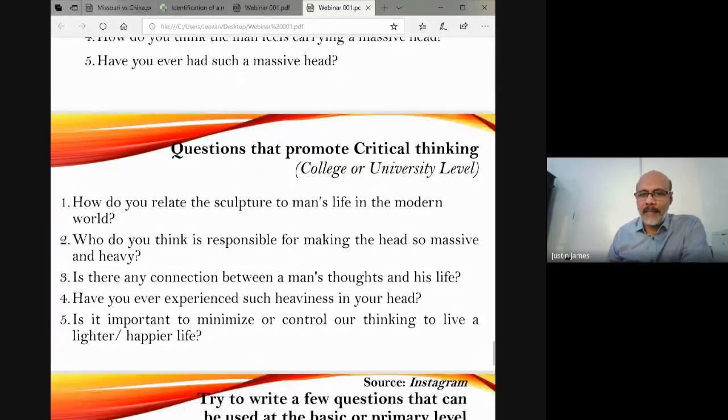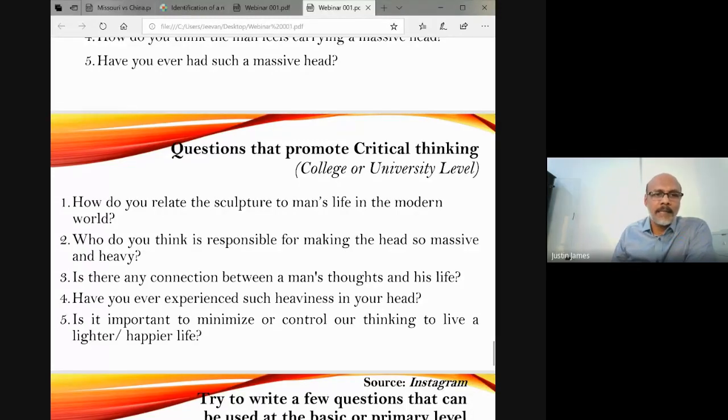Questions that promote critical thinking. This is for college or university level students, because the basic idea is that a college student, graduate should be able to apply critical thinking and make decisions in his life, either in professional or personal life. This is very much expected from a graduate. So if we are using the same picture in a degree class, you have to design questions that suit their understanding and their standard of language.